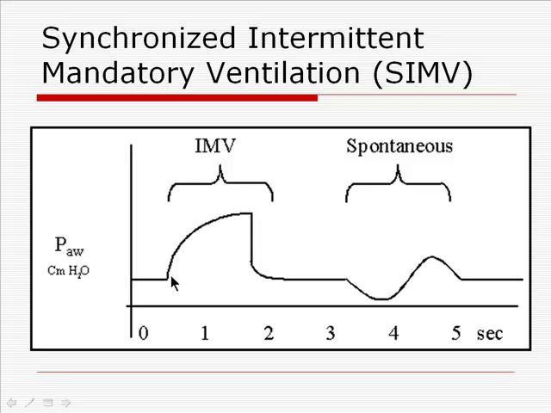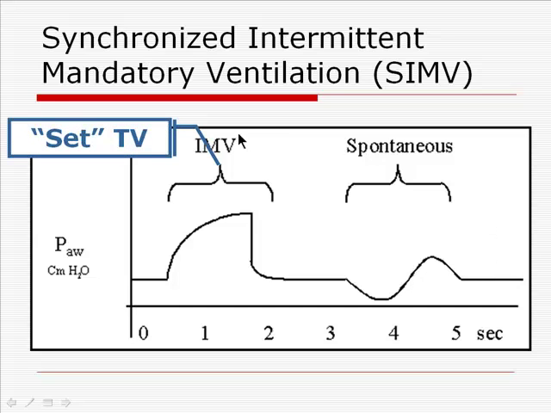If the patient wants more breaths per minute than has been set by the backup rate, the patient is allowed to take spontaneous breaths, those breaths being depicted here. During the patient's inspiration, the airway pressure would reduce. During expiration, airway pressure would increase. The size of the tidal volume on the IMV breaths is set by the physician. The size of the tidal volumes on the spontaneous breaths would of course be determined entirely by the patient.